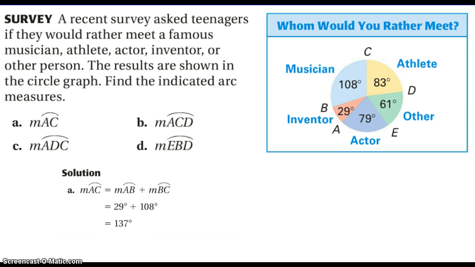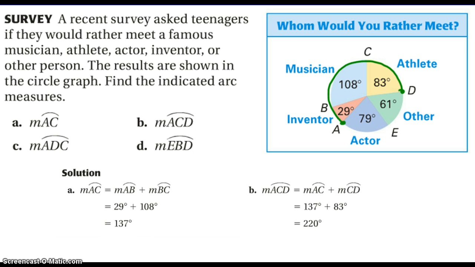Next we have major arc ACD. So we start at A and we end at D, and we make sure we pass over C. So we need to add three arcs together this time. So ACD is made up of three minor arcs. So we took our previous work of 137 and added it to 83 to get 220.